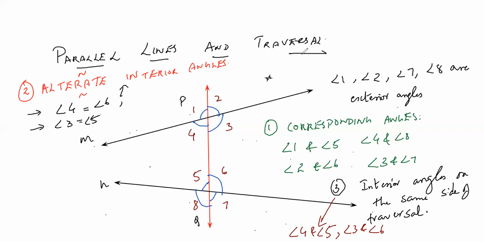So if we know this thing, it's very easy for us. So again, corresponding angles. Angle 1 is equal to angle 5. Angle 2 is equal to angle 6. Angle 4 is equal to angle 8. Angle 3 is equal to angle 7. That's it. Very easy for us to get full marks.